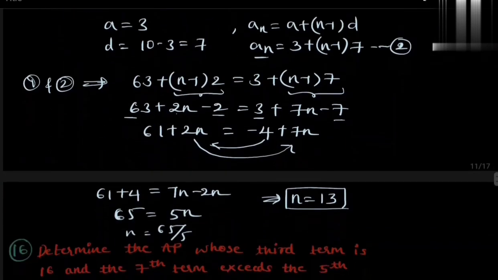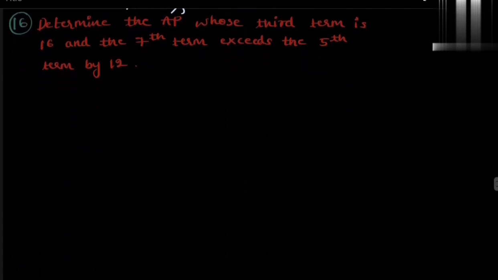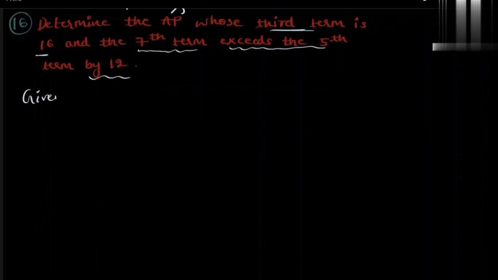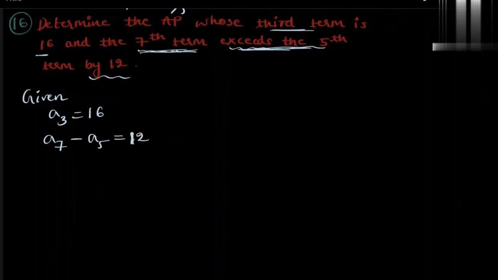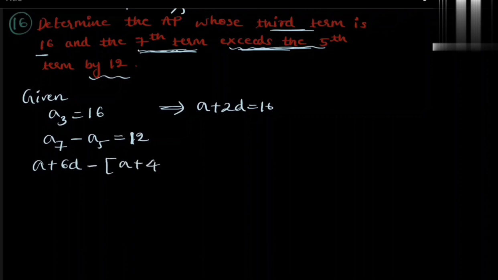So next move on to the 16th question. Here we want to determine the AP whose third term is 16 and the 7th term exceeds the 5th term by 12. So here given A3, that is the third term, A3 is equal to 16, and the 7th term exceeds the 5th term, that is A7 minus A5 is equal to 12. Here they asked us to determine the AP. By the general form of an AP, A3 can be written as A plus 2D is equal to 16. And here A7 can be written as A plus 6D, minus A5 which can be written as A plus 4D, is equal to 12 here.